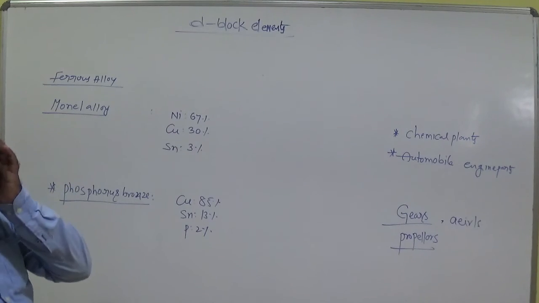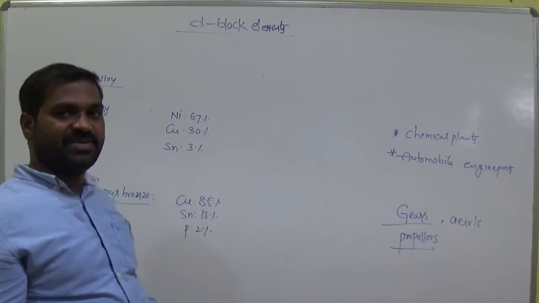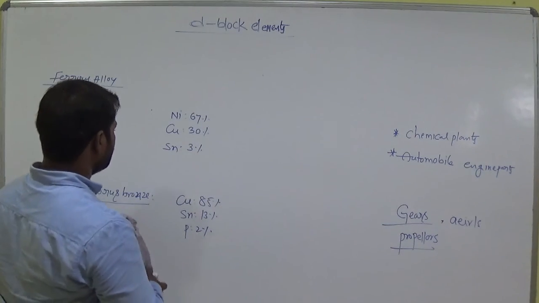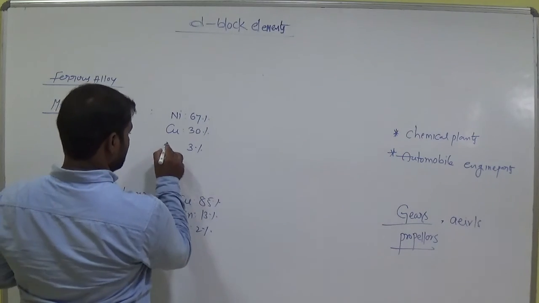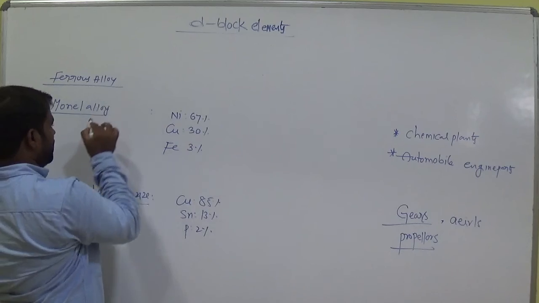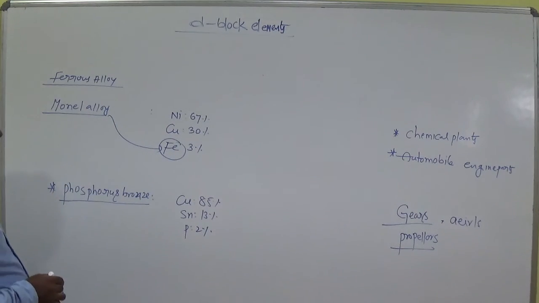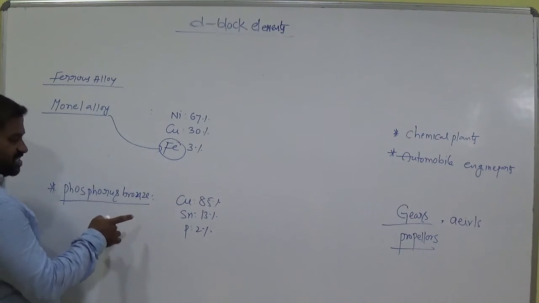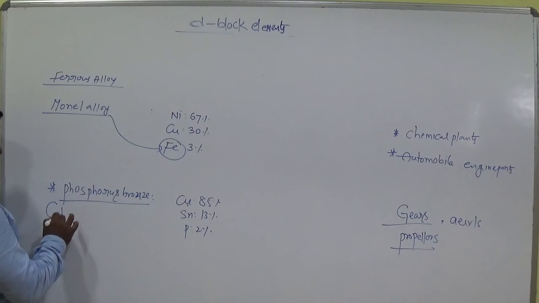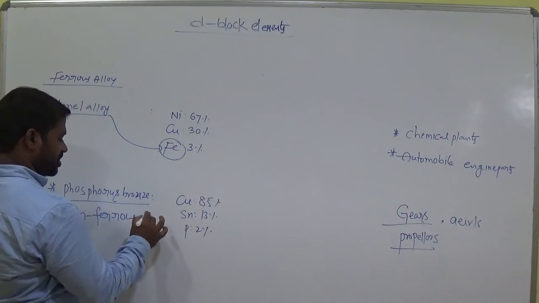Chemical plants means laboratory. For chemical synthesis we have devices like reactors. For that purpose we have to use this Monel alloy, which has, sorry, iron 3%. Correct this one, 3% iron. So why is it a ferrous alloy? Because it consists of iron here: nickel, copper, iron. But phosphorus bronze has stannum 13, copper 85%, phosphorus 2%. This is a non-ferrous alloy.